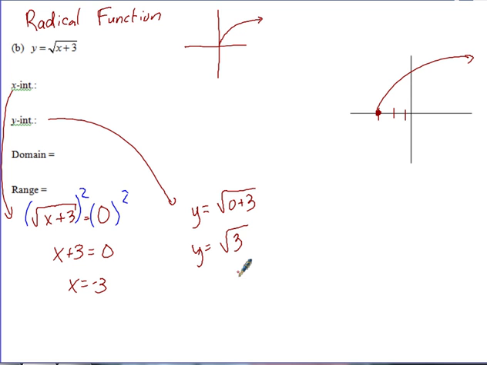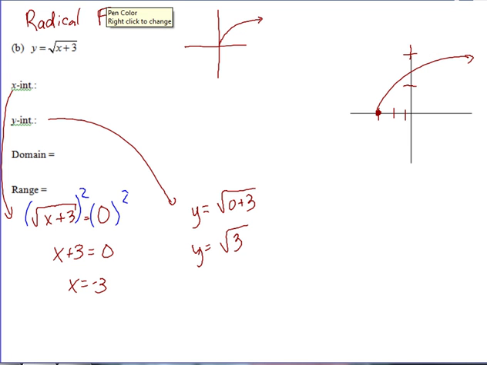So does everybody agree that it's going to cross the y-axis above or below 1? Above 1, but below what? Why? How do you know it's below 2? Because the square root of 4 is 2, right? So it's obviously in between. So I know it's going to be between 1 and 2. Does that make sense? Okay? So there's my y-intercept. And we already talked about this before.